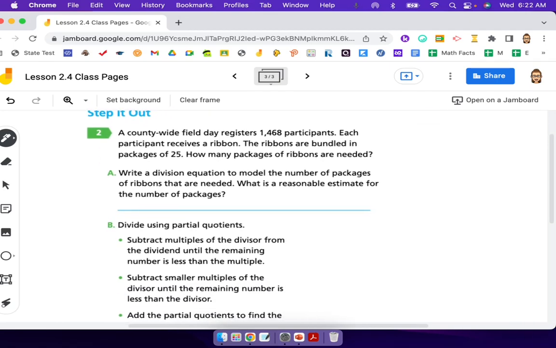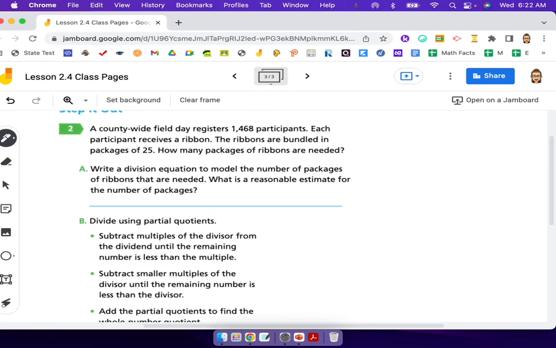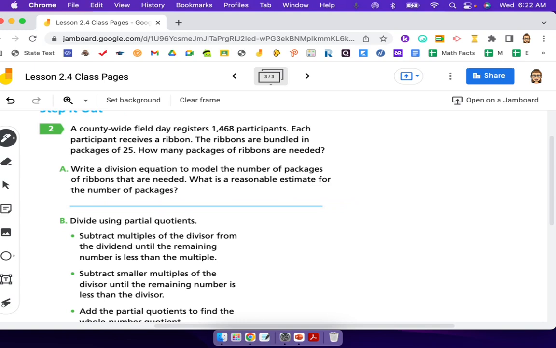So a countywide field day registers 1,460 participants. Each participant receives a ribbon. The ribbons are bundled in packages of 25. How many packages of ribbons are needed? So write a division equation to model the number of packages of ribbons that are needed. What is a reasonable estimate for the number of packages?